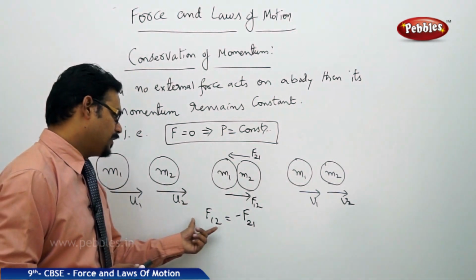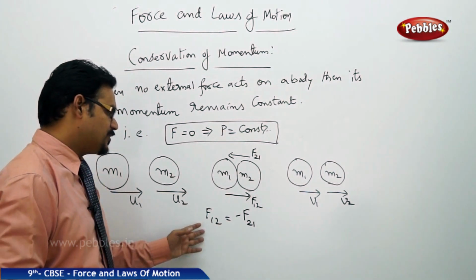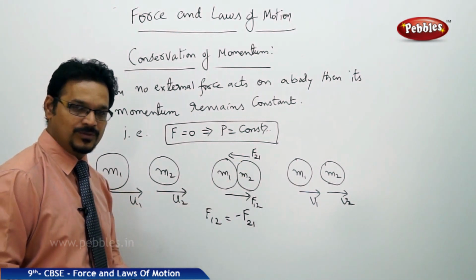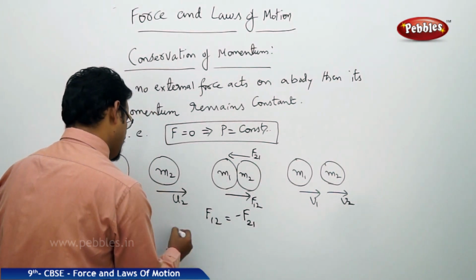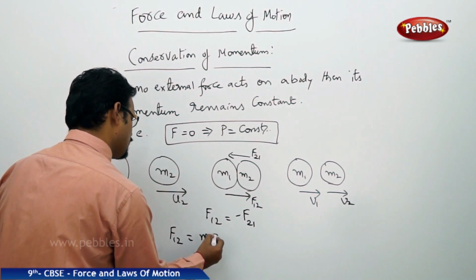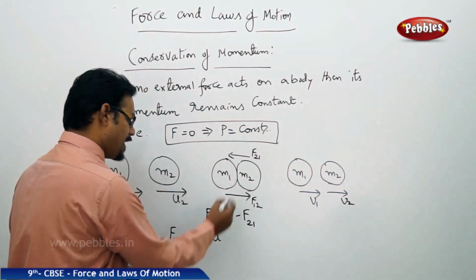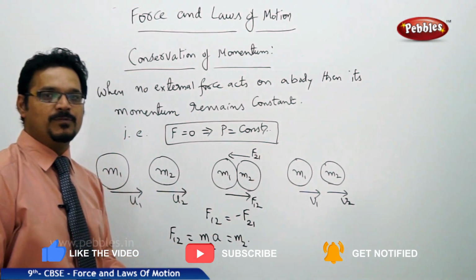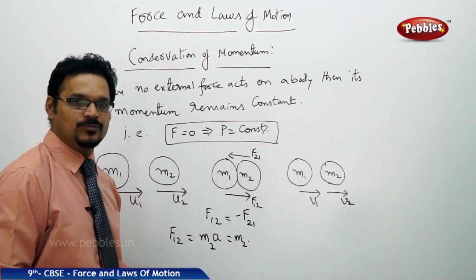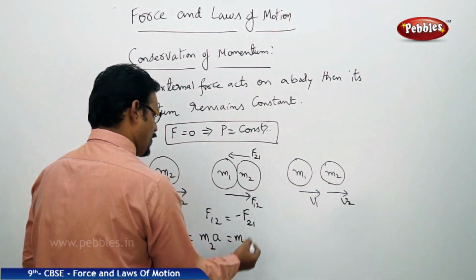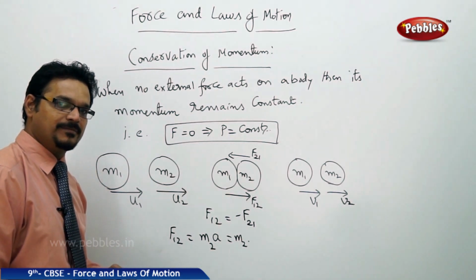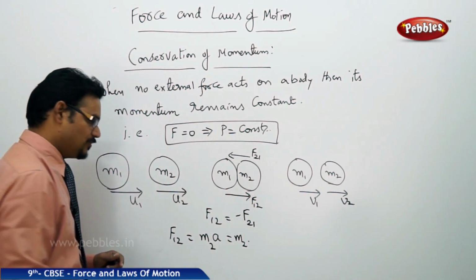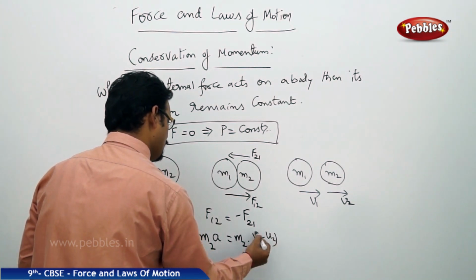Okay, now let me write the expression for F12. F12 is the force by mass m1 on m2. So when this force is applied on mass m2, according to Newton's second law, the force formula is F12 equal to mass into acceleration. But it's the mass m2, so m2 into a. Which body gets acceleration? The body m2 gets acceleration. So m2's acceleration is change in velocity by time. Change in velocity means final velocity minus initial velocity. m2's final velocity is v2, initial velocity is u2. So I will write v2 minus u2 by time t.